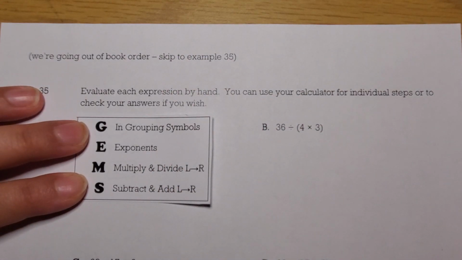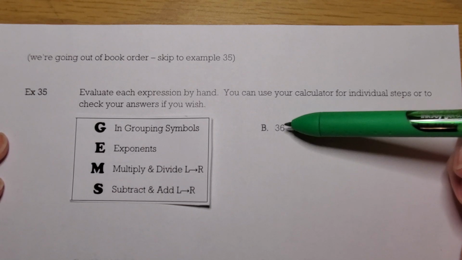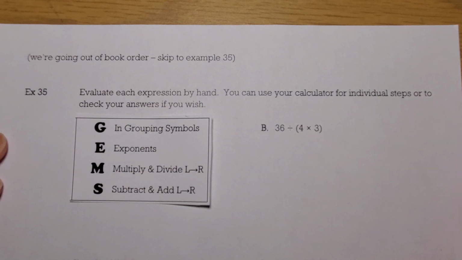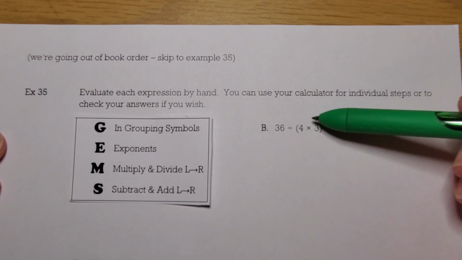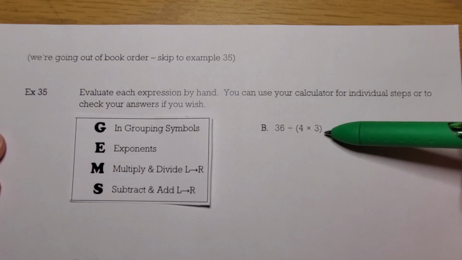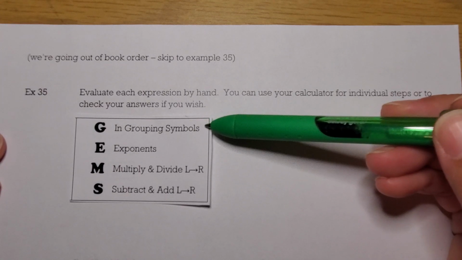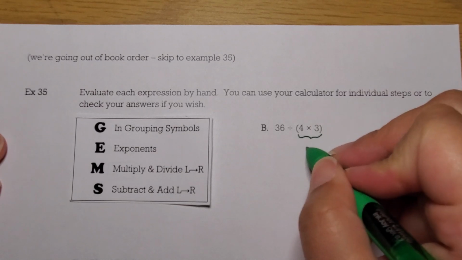So for this example, we once again have 36 divided by 4 times 3. But notice this time we've got some grouping symbols. We have parentheses around the 4 times 3. So that means we're going to do that expression first because of the grouping symbols. So I'm going to do 4 times 3 first, which is 12.